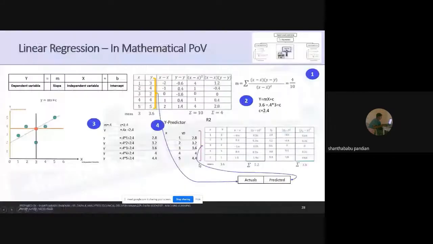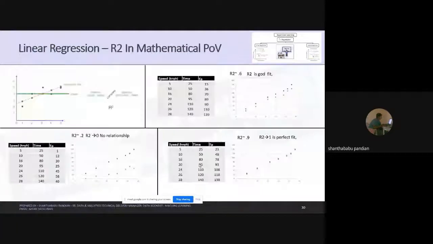If it is more than that, look here: the R is going somewhere and the data is going somewhere else. Look here, this is the time and this is the predicted one. So 25, 1, 50, 12, 80, 20. There is no matching, so obviously this model is very, very bad.